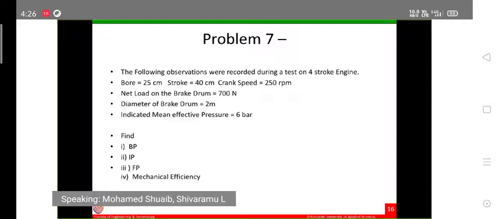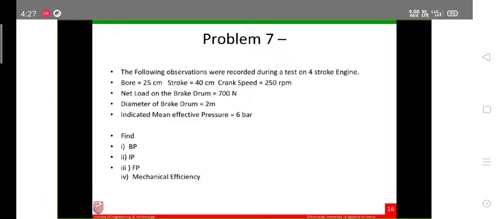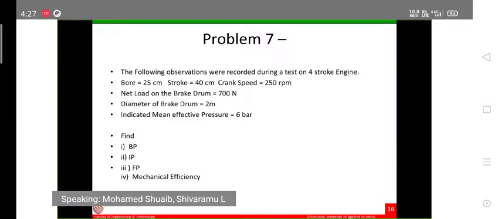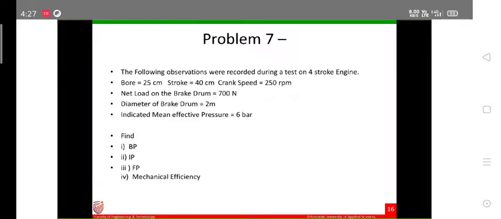Okay. And net load on the brake drum, they have given 700 Newton. Diameter of the brake drum, they have given 2 meter. And indicated mean effective pressure, they have given 6 bar. Can you guys solve yourself and tell me the answer? I'll give you a couple of minutes. Please solve like the previous problem. A similar kind of problem will be there for your test. So you need to calculate brake power, indicated power, frictional power, and mechanical efficiency, like in the previous case. Please solve and let me know the answers so that we'll verify.